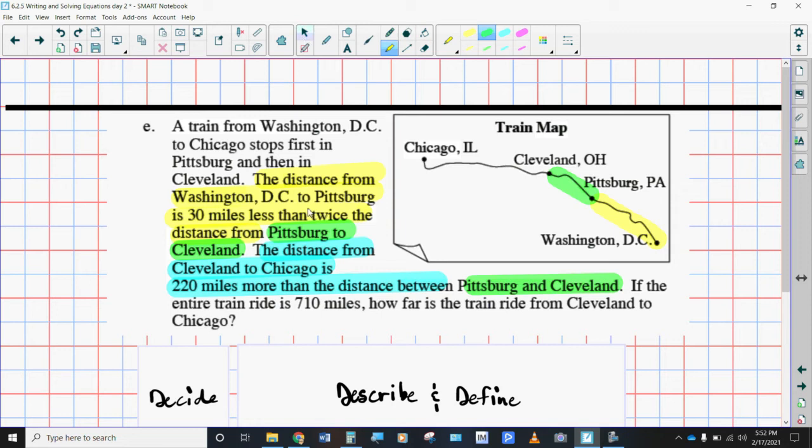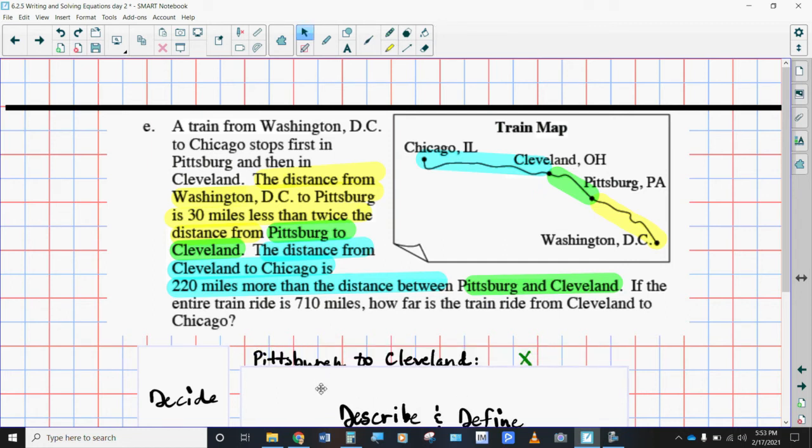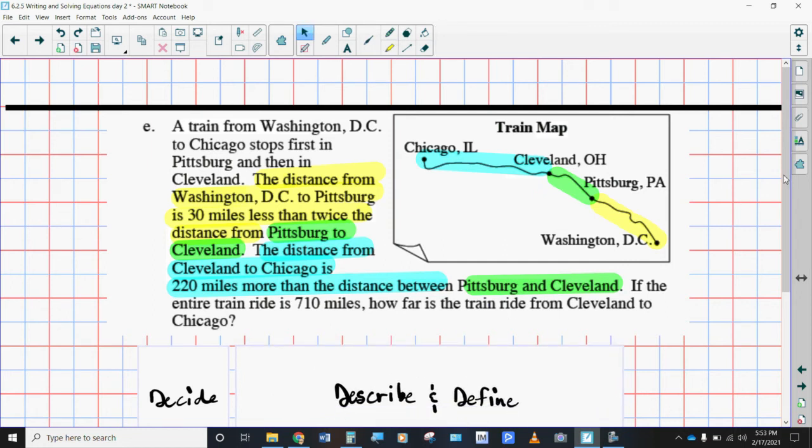It appears as if both this, oh, I didn't highlight this. Let me highlight this. No, wrong color. This is the color from Chicago to Cleveland, Cleveland to Chicago. So it looks like this distance is compared to Pittsburgh to Cleveland, and this distance is compared to Pittsburgh to Cleveland. So I think we can make Pittsburgh to Cleveland our x.